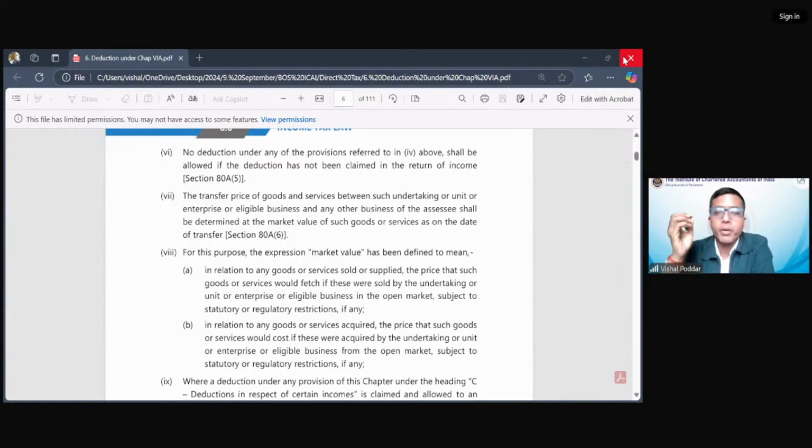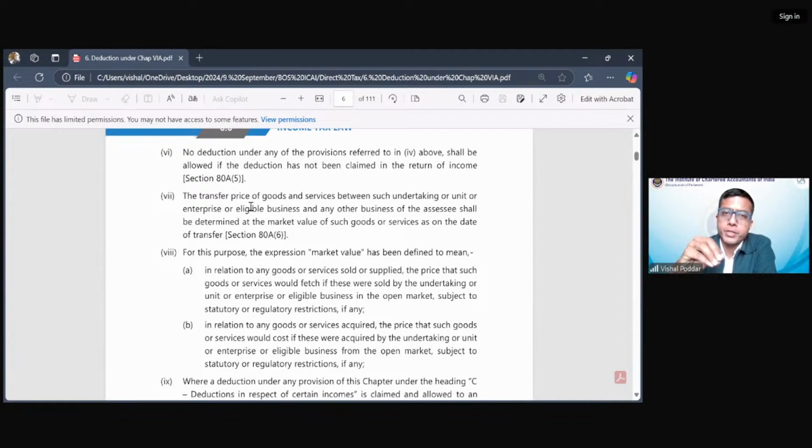Similarly, until you claim it in the returns, the government will not give you the deductions which are falling in point number 4 above. Then what is this condition? Now this is an interesting condition. Let us understand this condition.